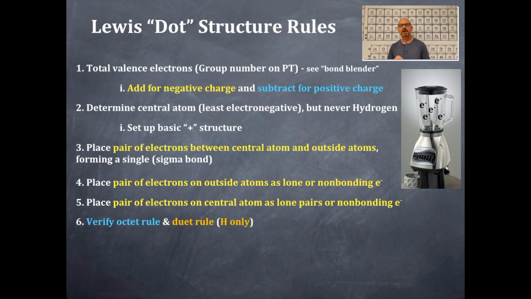Number six, we're going to verify the octet rule, and that is for most elements, and then we're going to verify the duet rule, and that only applies to hydrogen. And we're going to check for exceptions to the octet rule. That will be our next lecture, that is period 3 or greater, and boron and beryllium.